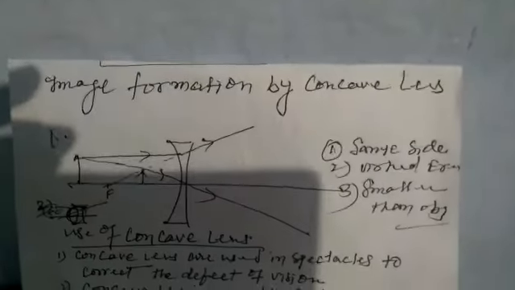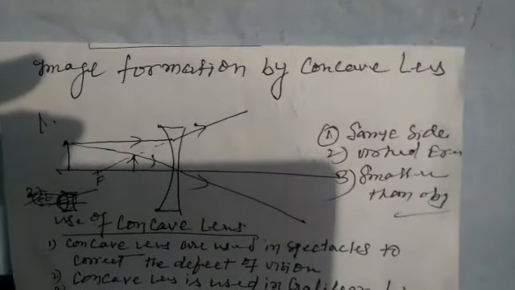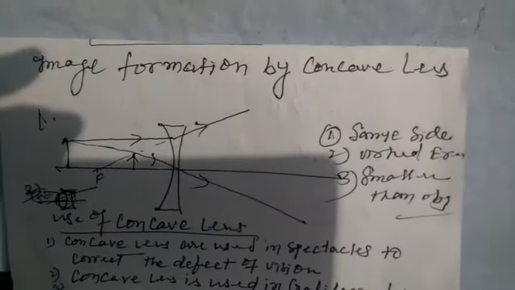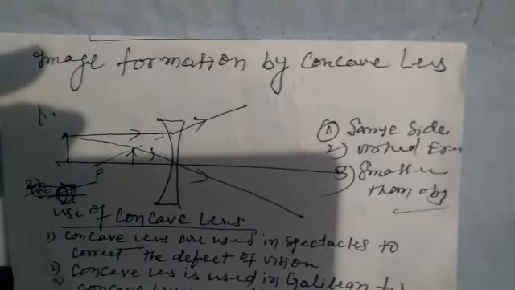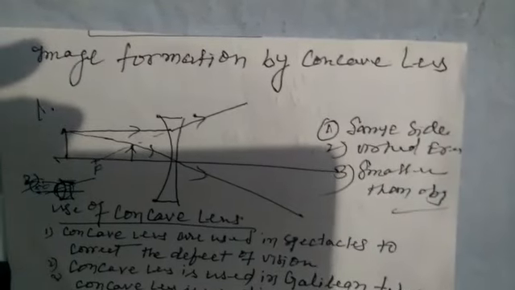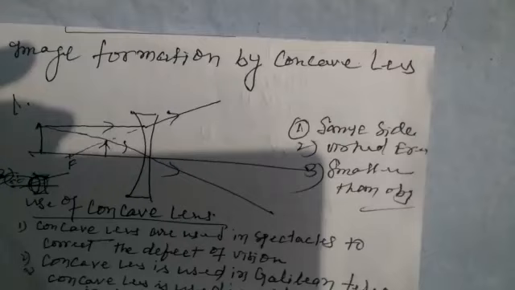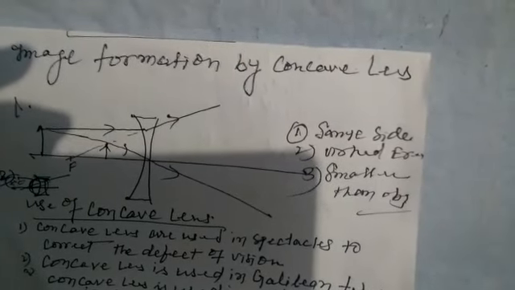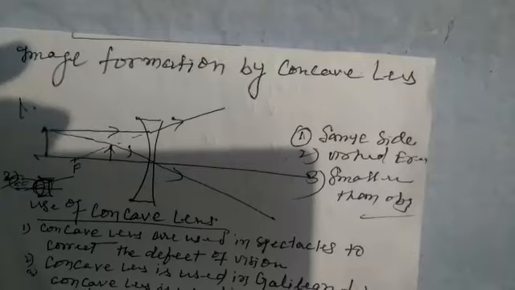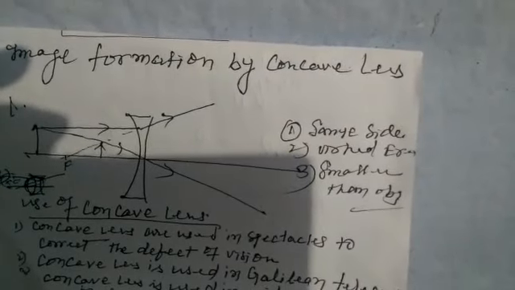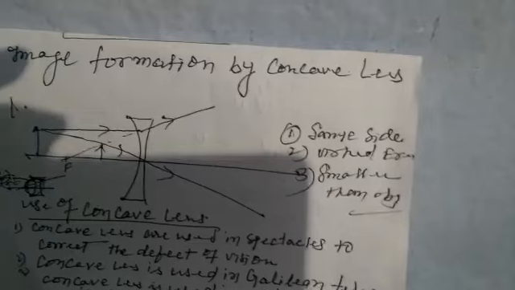Now next, the image formation of concave lens. There are only two conditions of image formation for a concave lens. First, when the object is between optical center and infinity, the image will be formed between optical center and focus, on the same side, virtual, erect and smaller than the object. Second, when the object is at infinity, the image will be formed at the focus, virtual, erect and diminished.